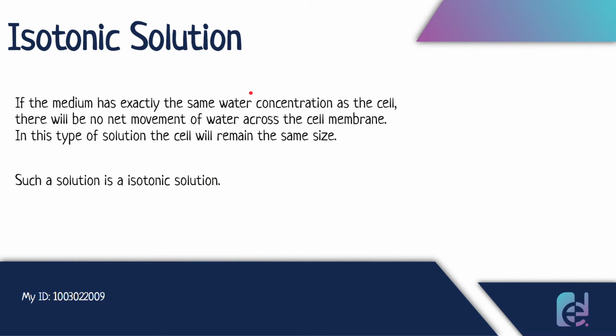Next up is an isotonic solution. So if the medium has exactly the same water concentration as the cell, there will be no net movement across the cell membrane. In this type of solution, the cell will remain the same size. Such a solution is known as an isotonic solution.